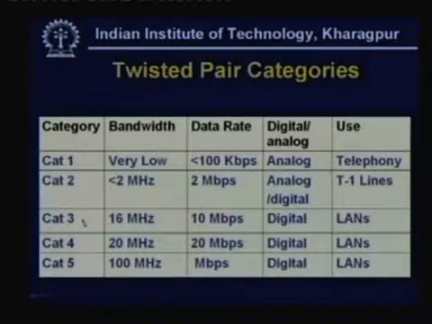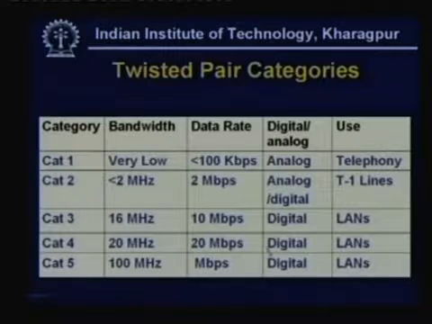Then Cat 3, which has a bandwidth of 16 megahertz, allows data rates of 10 megabits per second, and this can be used not only for analog data communication, but it is commonly used for digital data communication. Particularly it is used in local area networks, as we shall see later. Category 5 has got 20 megahertz bandwidth with a data rate of 20 megabits per second.